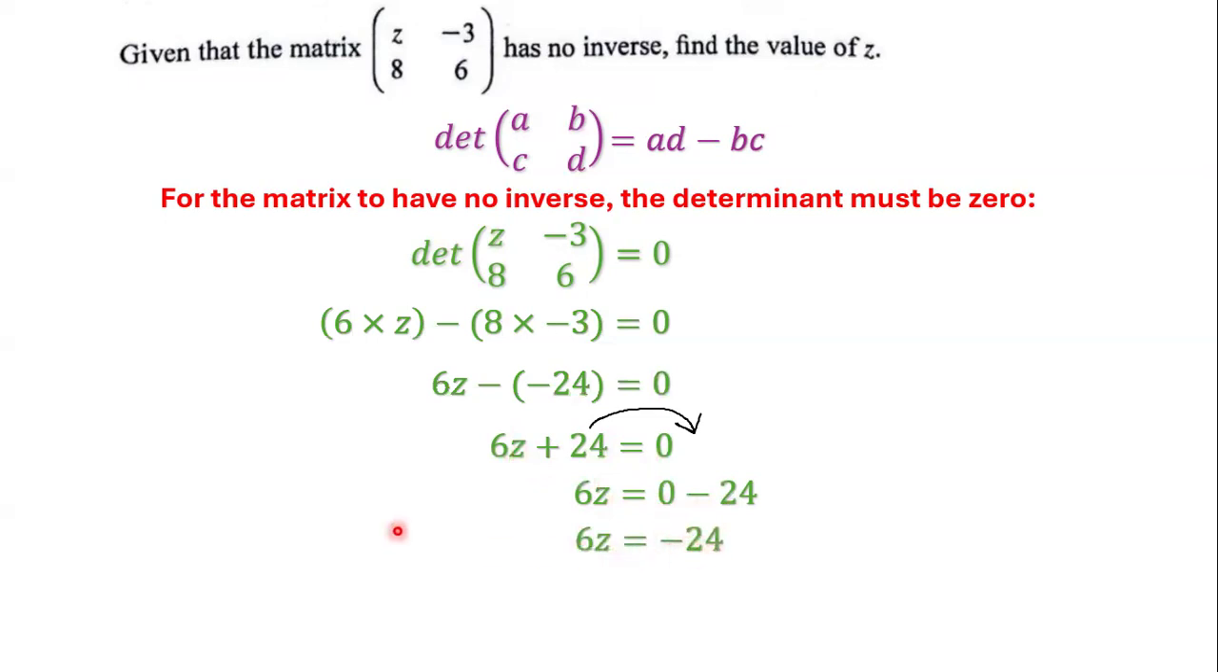We divide both sides of this equation by 6. And so we get that Z is equal to -24 divided by 6. And so that means that Z is equal to -4. And that's how we can find the value of Z with the understanding that this matrix has no inverse. And that's the answer to this question.